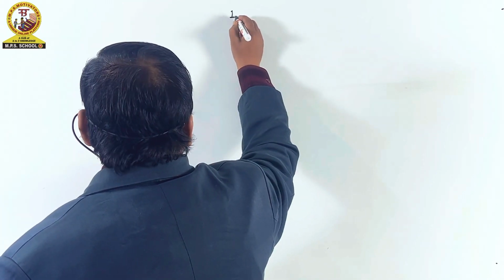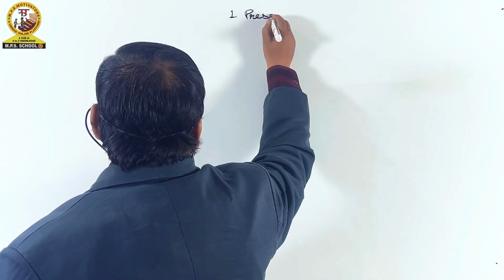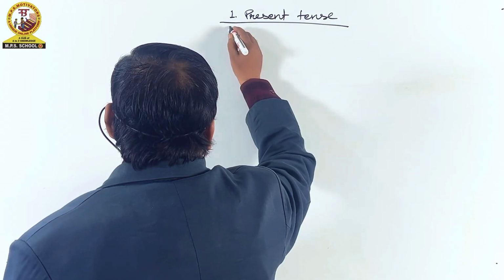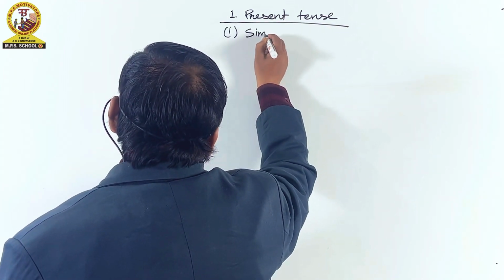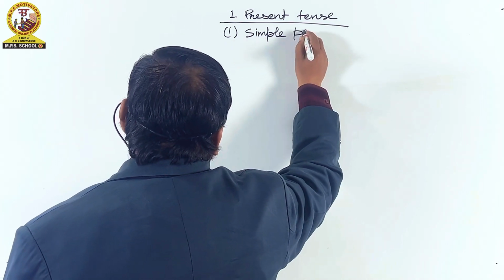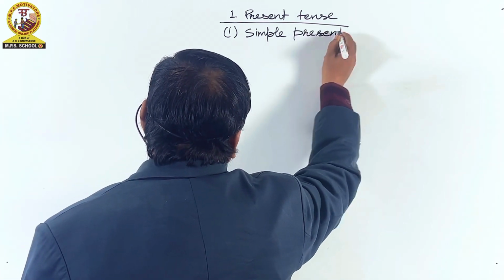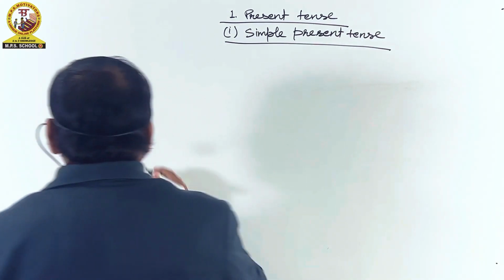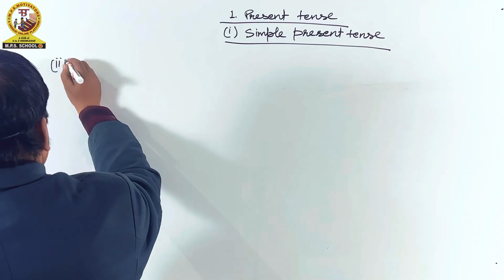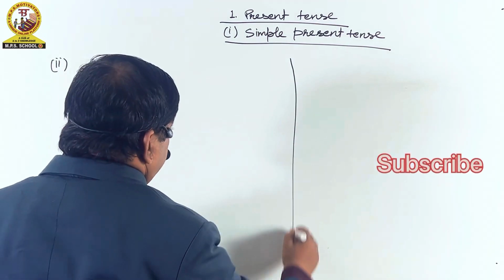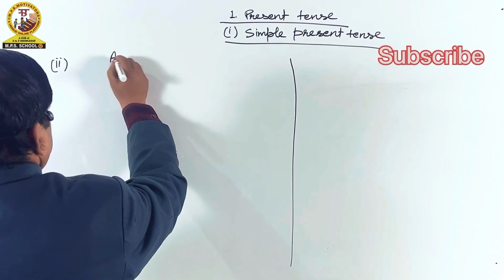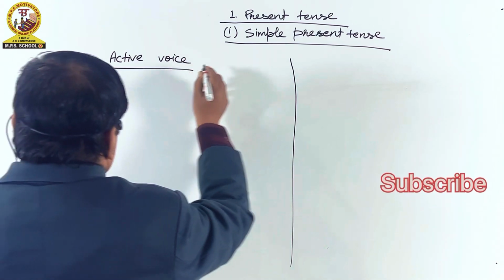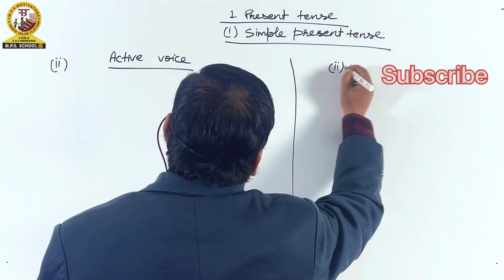The first type of tense is present tense, and the first type of present tense is simple present tense. The second structure formula is to make negative sentences. On one side we will write active voice, and on the other side we will write passive voice.